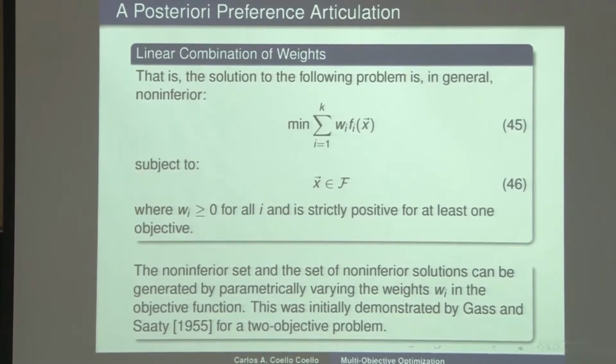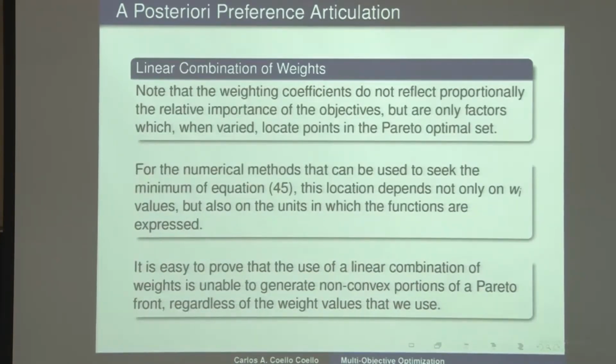And basically, by parametrically varying the weights, we can generate a set of non-dominated or non-inferior solutions by using this very simple expression. This was proved since 1955 by Saaty for a problem having two objectives. So it's a very simple way of solving a multi-objective problem. Now, there are some remarks that are very important. These weighting coefficients do not really reflect the relative importance of the objectives. These are only factors that will allow us to produce different points in the Pareto front.